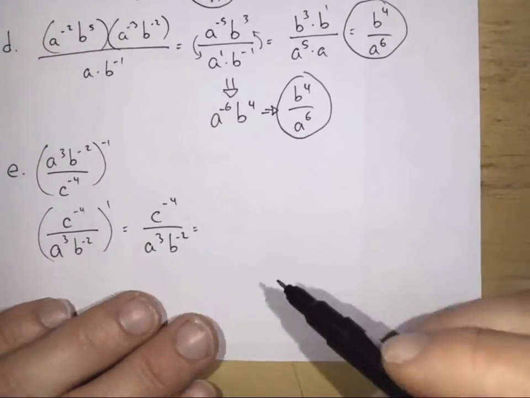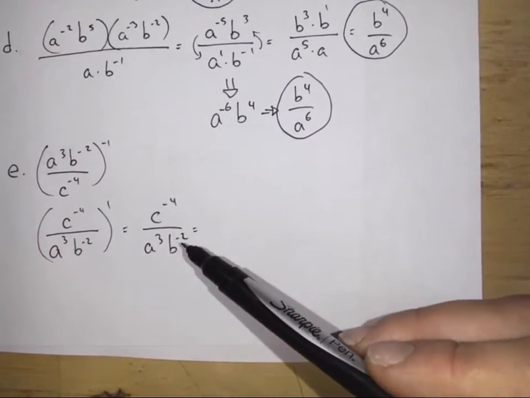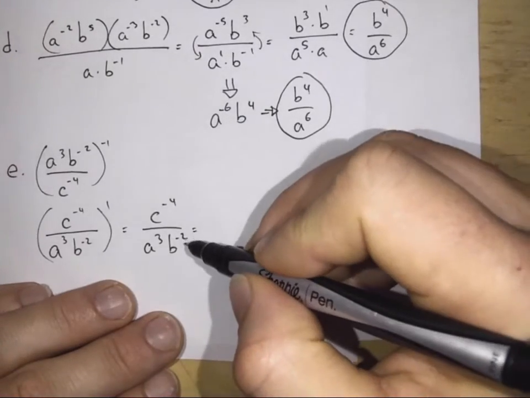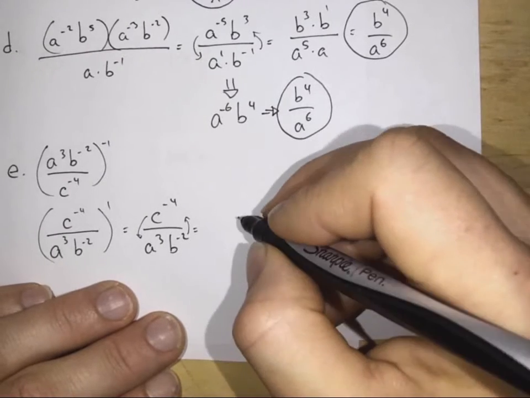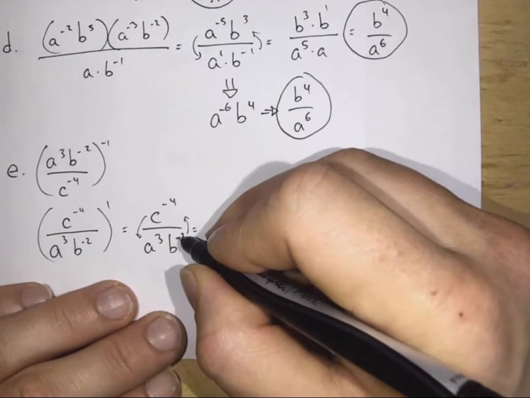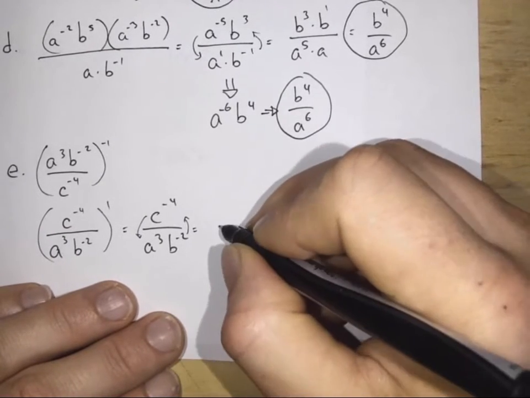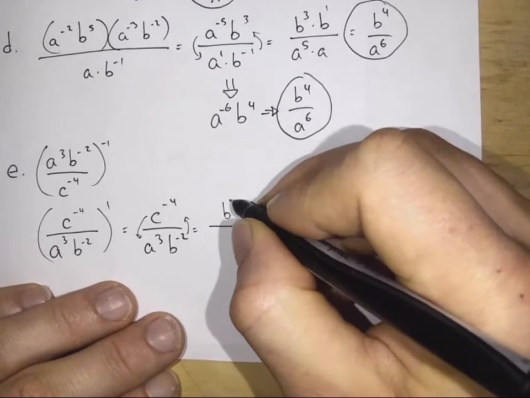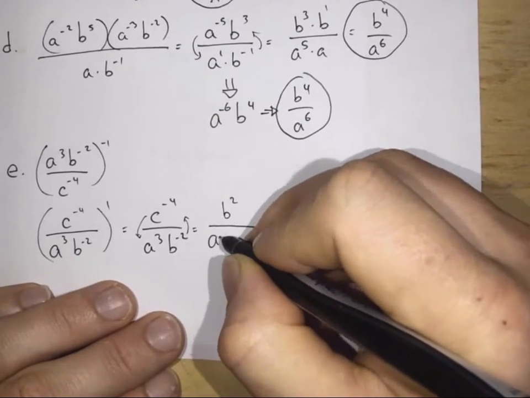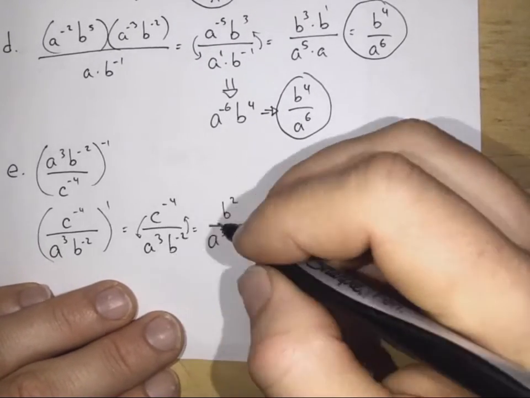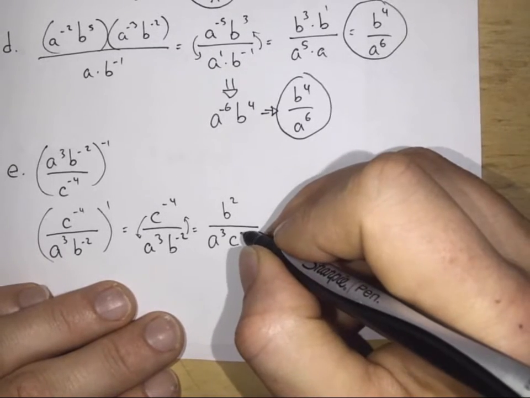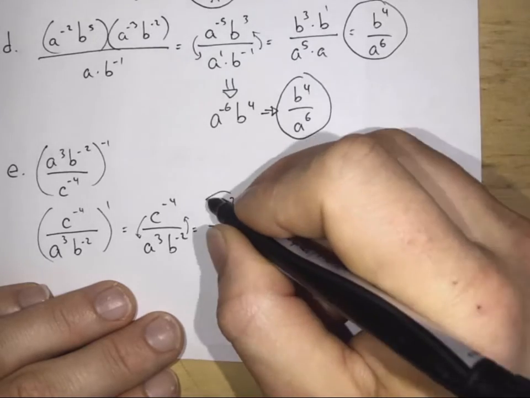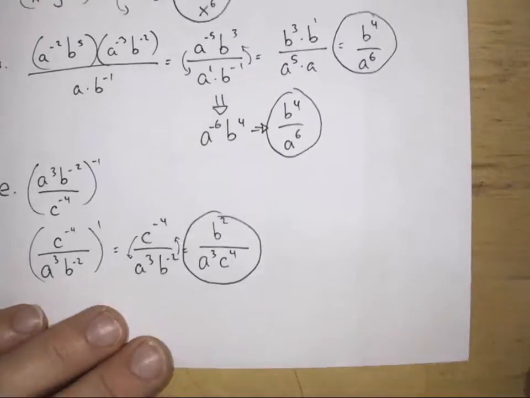The only last thing we have to do is take our negative exponents and flip them. So we want to rewrite this so that the b to the power of negative 2 flips up to the top, becomes b to the power of positive 2. We have a cubed, doesn't go anywhere, and c raised to the negative exponent 4 becomes positive exponent 4. There we go.